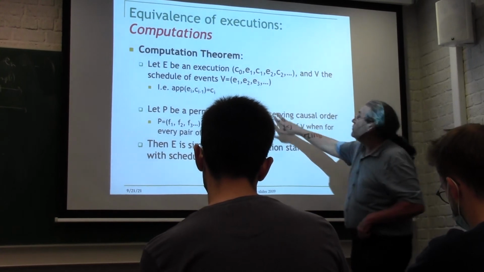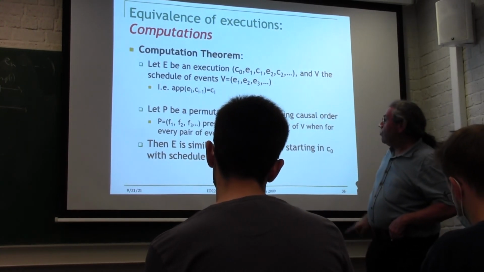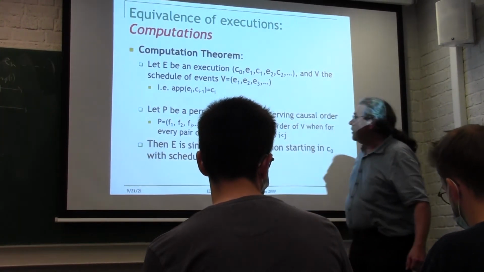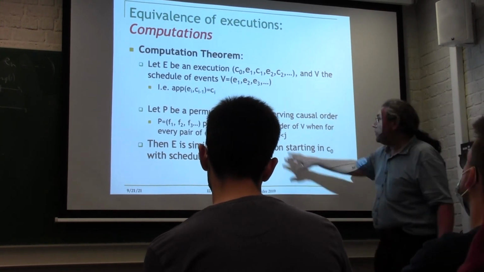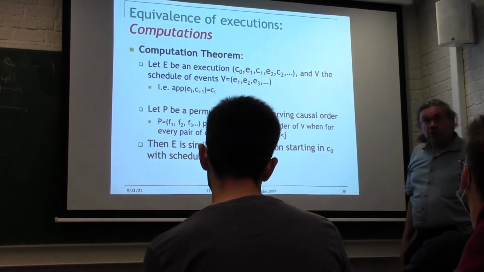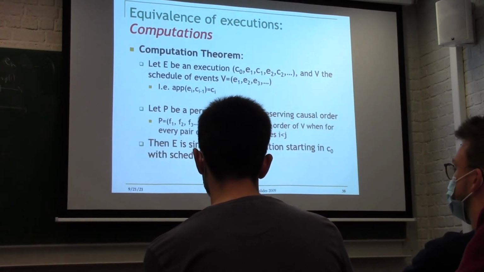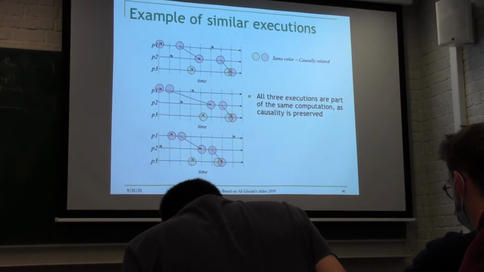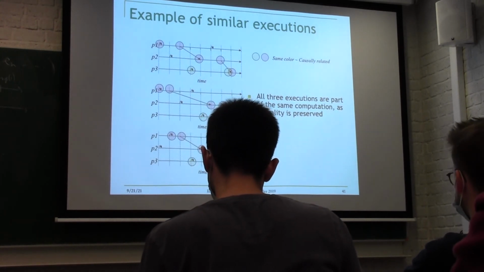Now, if we do that, so we permute them anyway, then E will be similar to the execution with schedule P. So we actually do not change anything. As long as we respect causality, we're not changing the result. So I have to show you some pictures now. Hopefully this will give you some intuition on this.